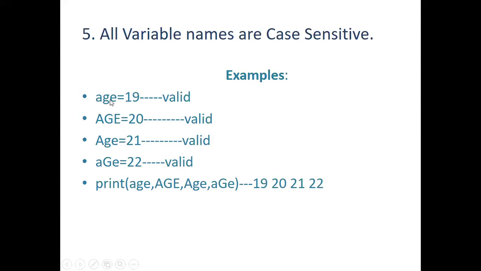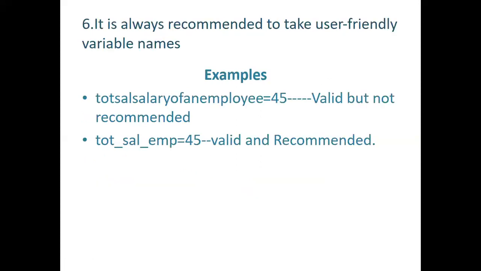Like if I write age is equal to 19, age is equal to 20. Now, if I write like this, and if I print like this, I will not get the output 19 only. I will get the output whatever I have made. Why? Because these are case sensitive. Is this clear to you guys?